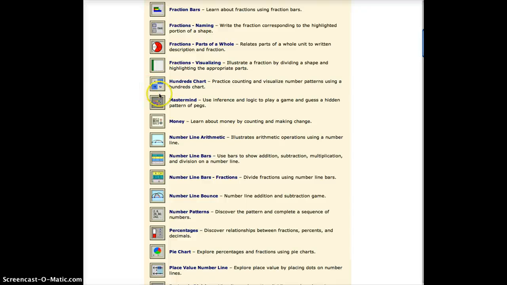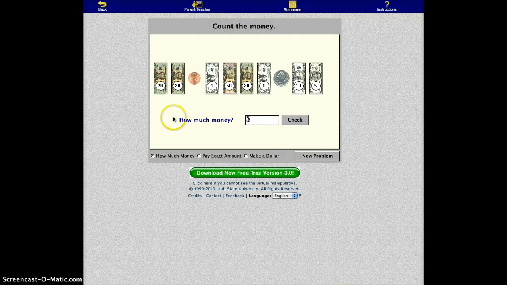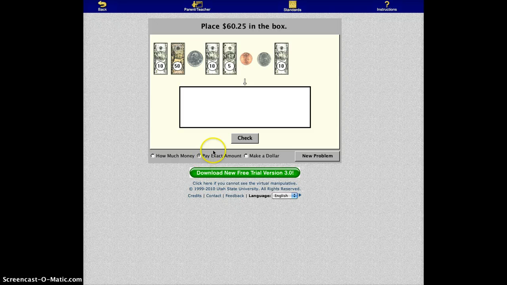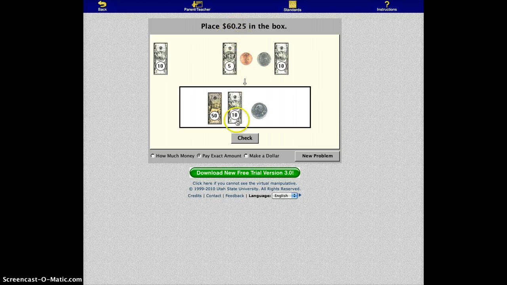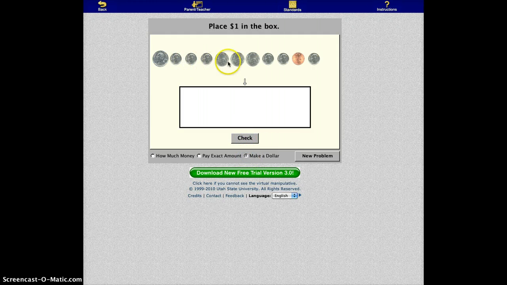Another great tool is the money manipulative. There are 3 different ways we can do it: how much money, where we add up all the numbers here, or pay the exact amount, so students have to drag in however much money they need to make this total up here and check their answer, or they can make $1 using however many coins they want here. Another really fun and great tool.